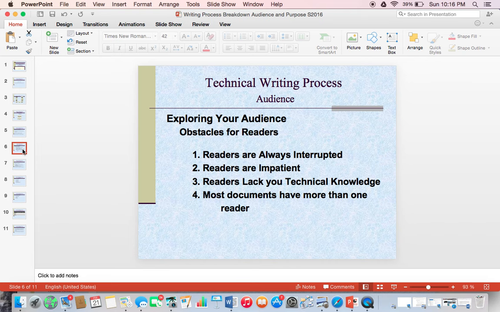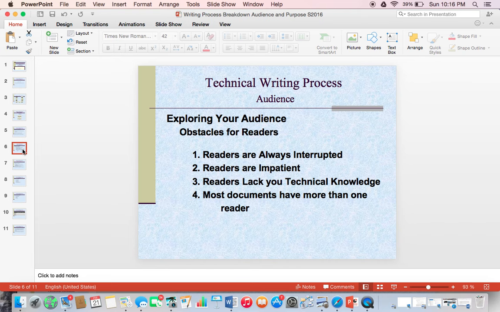Readers might lack your technical knowledge. In college courses, the readers of your writing are professionals who usually have knowledge of the subject on which you are writing. In your career, however, you will write to readers who lack the information and background you have. They expect a technically sophisticated response, but in language they can understand. If you write over their heads, you will not accomplish your purpose.